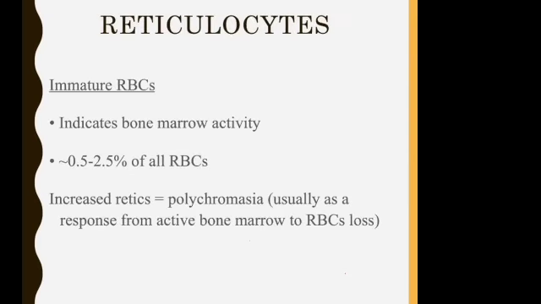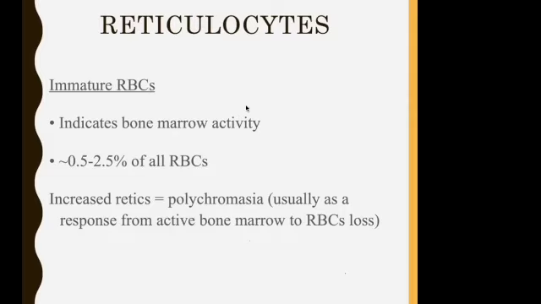Okay. Followed by that, we need to know the reticulocytes. So reticulocytes are immature RBCs, and they give us an idea about the bone marrow's activity. If the bone marrow is overactive, it means that you're probably bleeding, that the patient is probably losing blood. So the bone marrow has to be hyperactive to generate more RBCs.